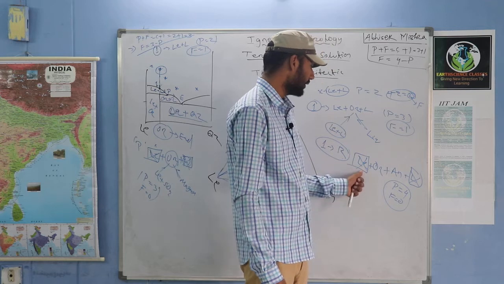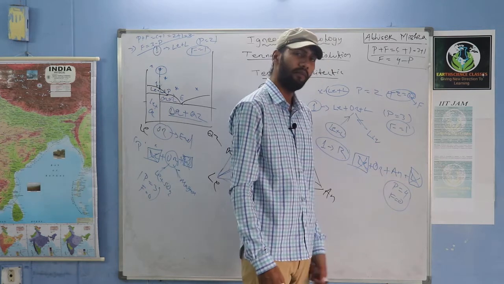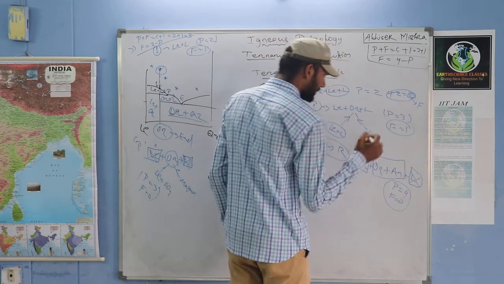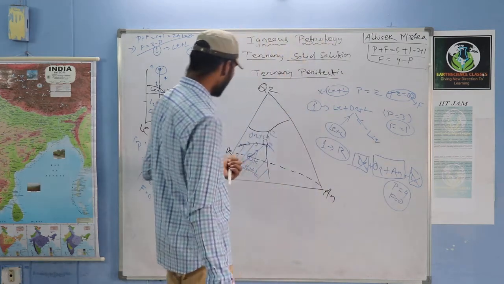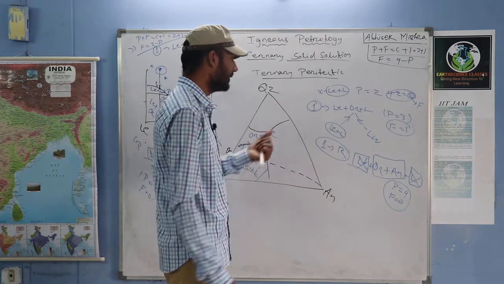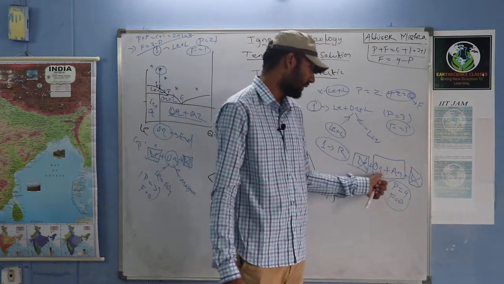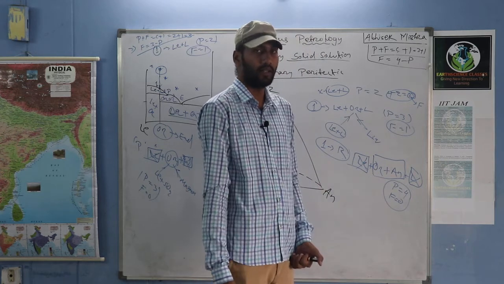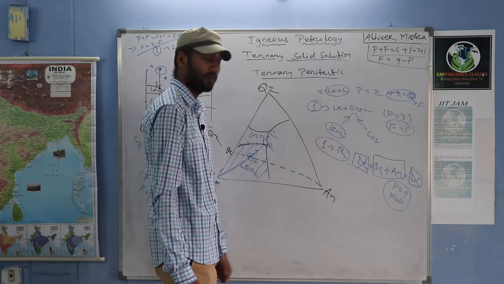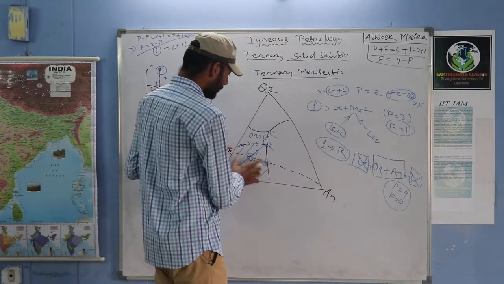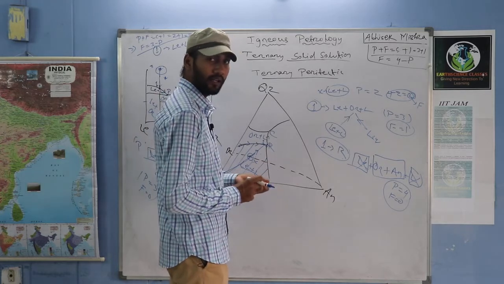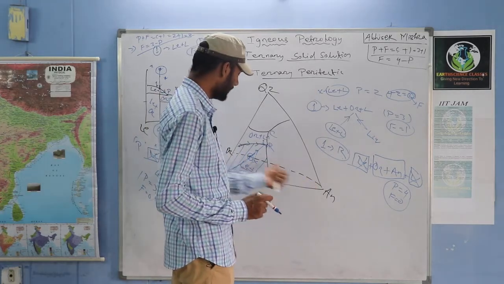Okay, both leucite and liquid will be finished at a time, and the end members you are getting are orthoclase plus anorthite, because the initial composition you have taken is on the orthoclase-anorthite line. In the final composition also you are getting orthoclase plus anorthite. But this is an incongruent system. This is an incongruent system. Why? Because this line is represented as a dotted line.